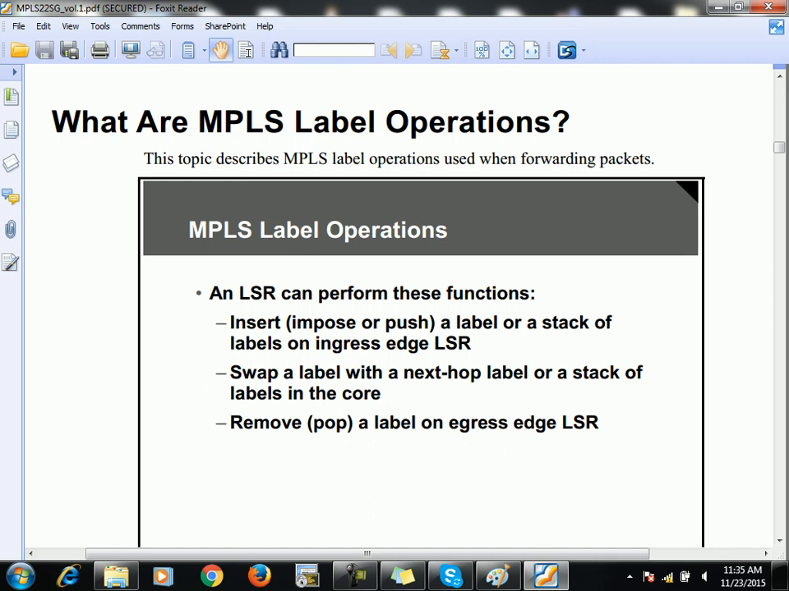Swapping will be performed by the LSR. A packet coming with this label number will be forwarded out from this interface with this label number. That is called swapping. So remember, insertion and removal can be performed by an edge LSR, whereas swapping will be done by the LSR only.